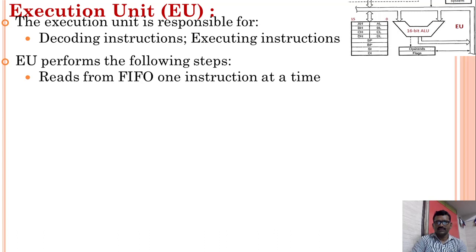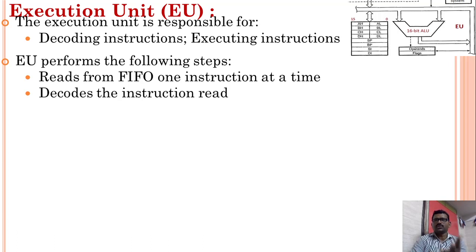What are the 5 steps? It reads instructions one at a time from the first-in-first-out instruction queue, that is, it receives the instructions from the queue, and it decodes the instructions. After decoding, the 8086 knows what the operation is, where the operands are, and where it has to store the results.